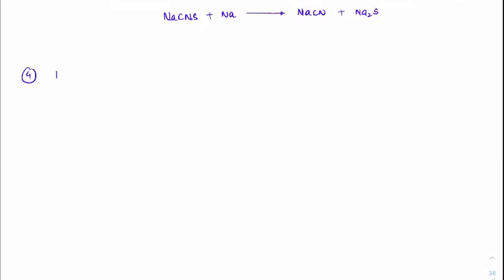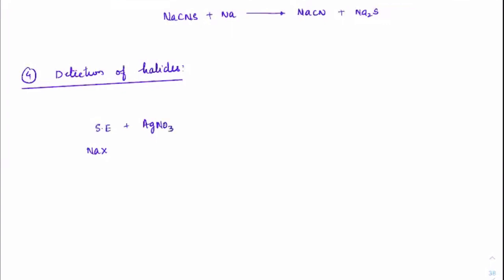Right. Next, check out detection of halides. In case we have halides, how do we detect that? Detection of halide is pretty simple. In sodium extract, we know that we will have NaX salt, that when you treat with AgNO3, we will get various precipitates. Now I'll showcase those precipitates here.